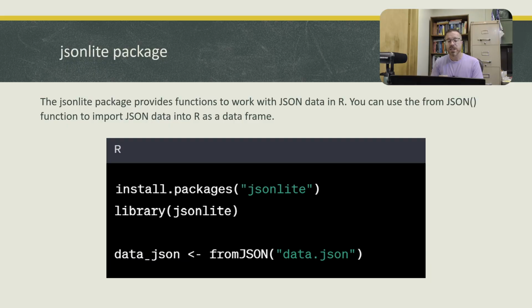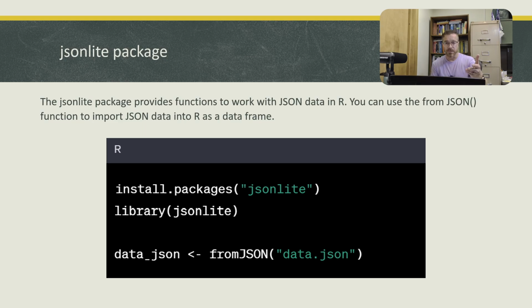One of the most common file types you will find online, especially if you're doing anything with JavaScript or online databasing, would be JSON files. So the jsonlite package can provide functions to work with JSON data in R. You can use the fromJSON function to import JSON data into R as a data frame.